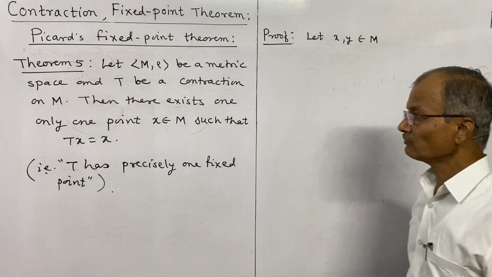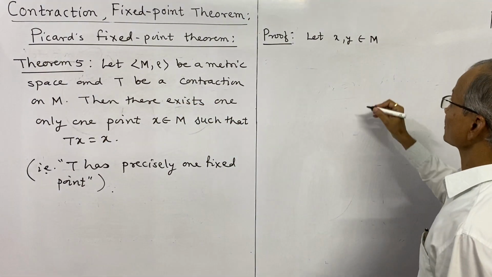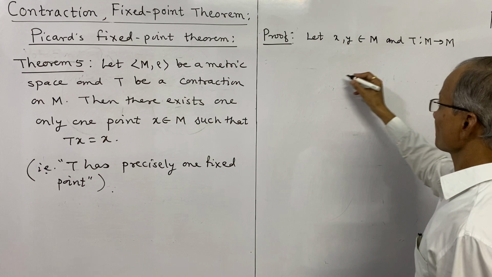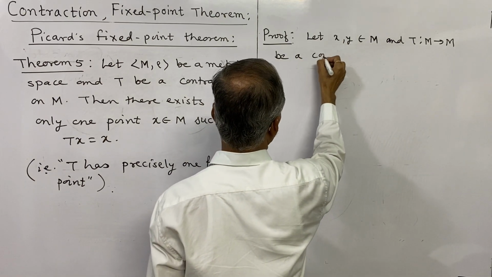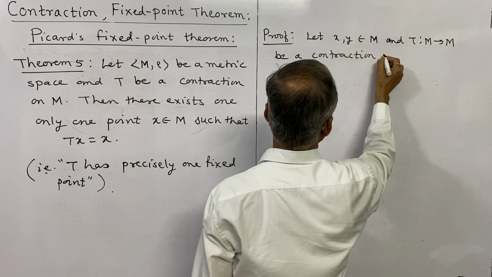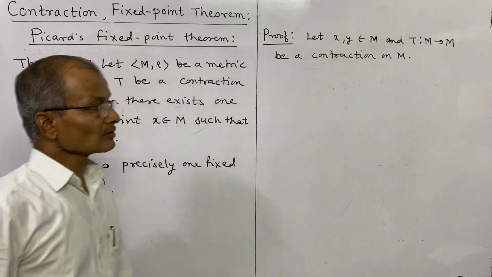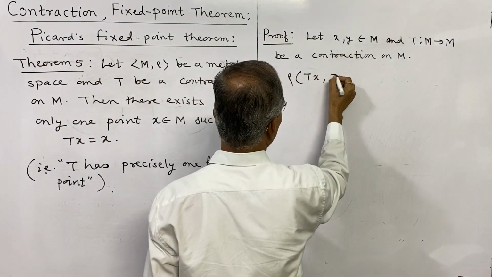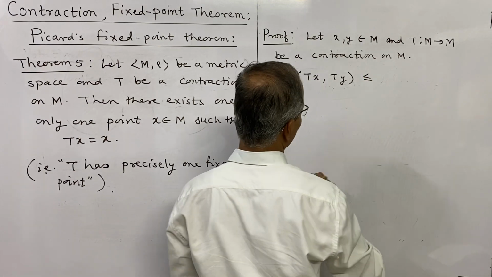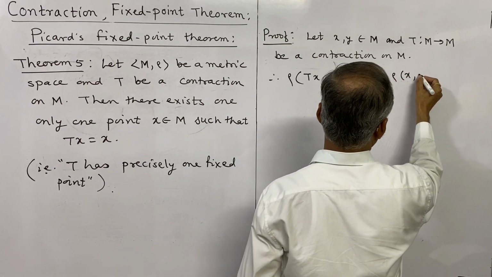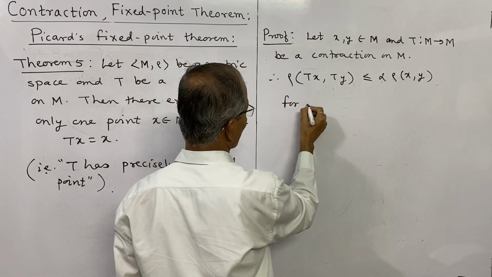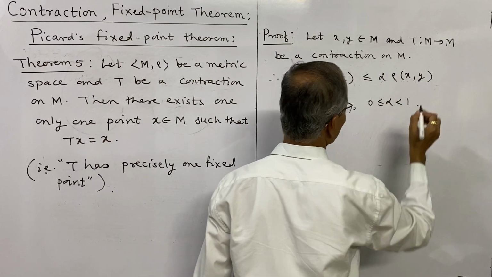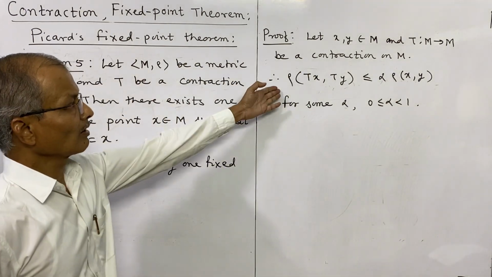And by definition, since T is a contraction, let T from M to M be a contraction on M. Therefore we have rho of Tx and Ty is less than or equal to alpha times rho of x and y for some alpha, 0 less than or equal to alpha less than 1. This is by definition of contraction.